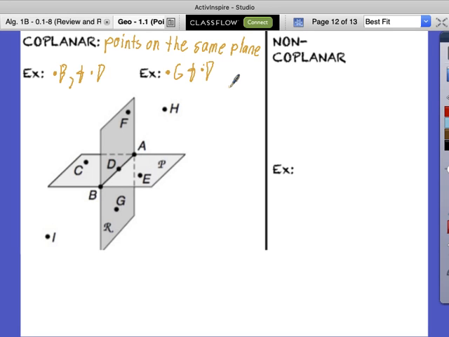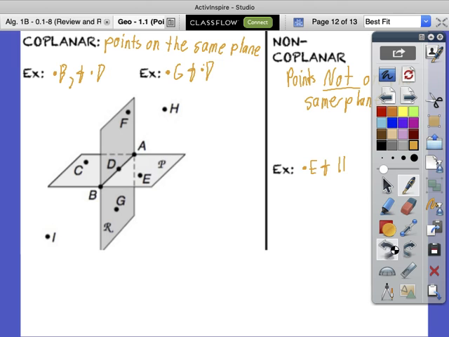Can somebody give an example of two non-coplanar points? Points that are not in the same plane. Tyler. E and F. Points E and F. Very good. Those would be non-coplanar. Okay? Oh, I said H, but you said F. E and F are non-coplanar.